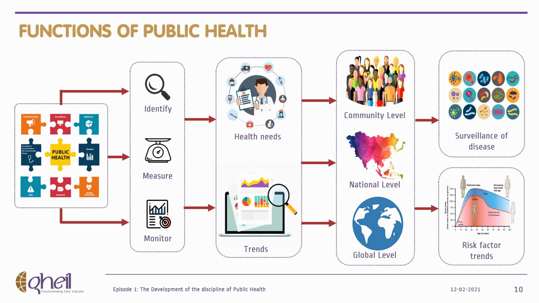Functions of public health. Public health identifies, measures, and monitors health needs and trends at the community, national, and global levels through surveillance of disease and risk factor, e.g., smoking, trends. Analysis of these trends and the existence of a functioning health information system provides the essential information for predicting or anticipating future community health needs.